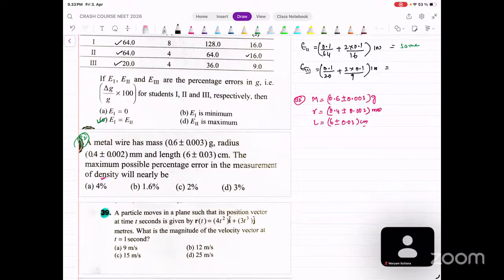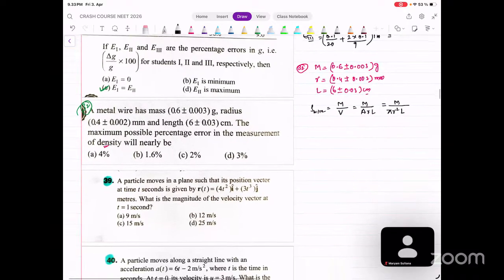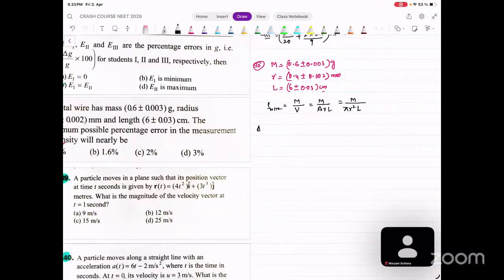Anyone? Density of your wire will be equal to your mass of the wire divided by volume. So it is your m divided by volume is equals to area into its length. So that is equals to mass divided by area of circular wire will be pi r square into length l. अब इसका error लिखो, इसके अंदर कैसे लिखोगे? ये तो clear है आप लोग को, delta rho divided by rho into your 100 will be equal to delta m divided by m into your 100 plus pi तो constant है, then radius 2 into delta r divided by r into your 100 plus this one is delta l divided by l into your 100.